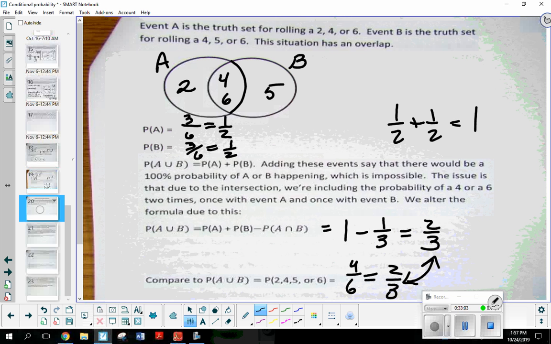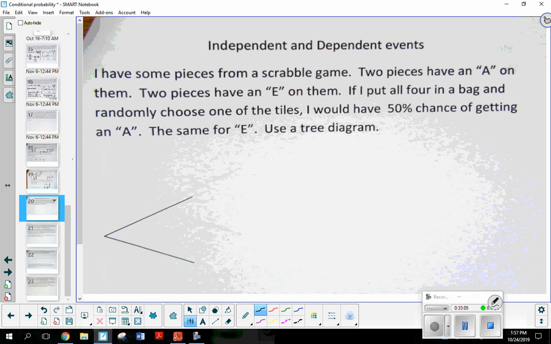Well, alrighty. Let's do this. Independent and dependent events. Okay. So I have some pieces from a Scrabble game. 2 pieces have an A on them. 2 pieces have an E on them. If I put all 4 in a bag and randomly choose one of the tiles, I would have a 50% chance of getting an A, the same for E.